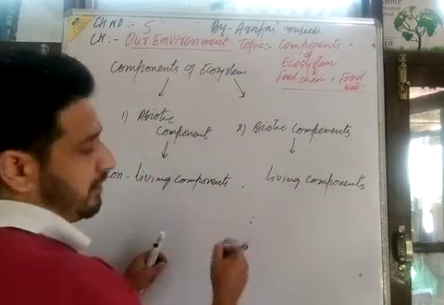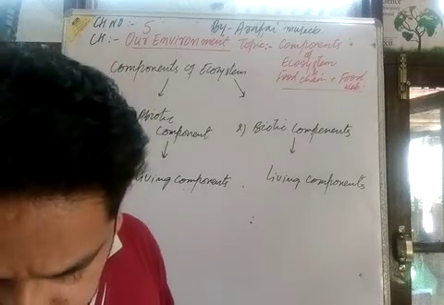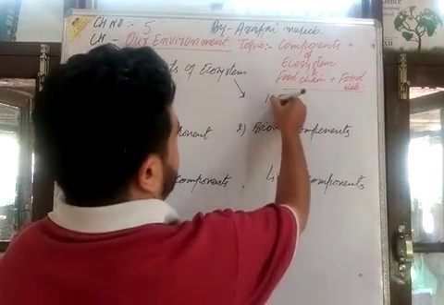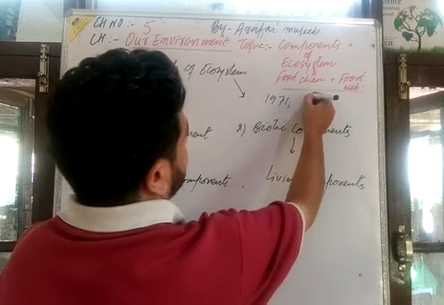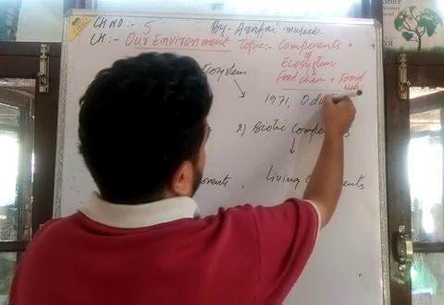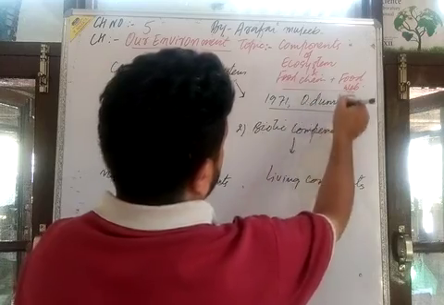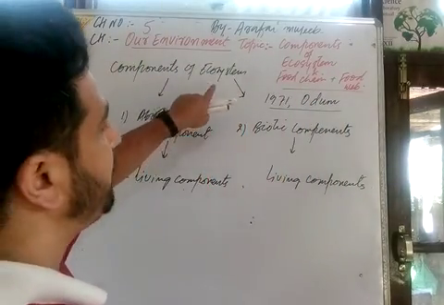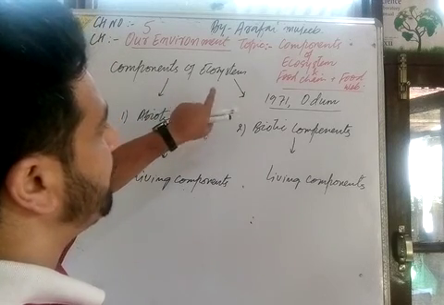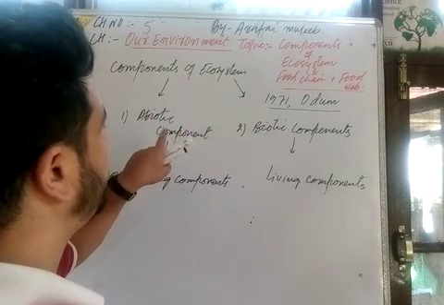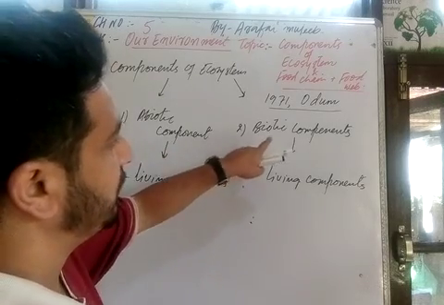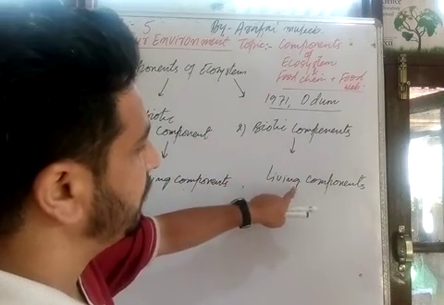In 1971, an ecologist, Odum, categorized that an ecosystem is a complex system. It comprises two components. One is abiotic components, non-living components, and the other is biotic components, which include living components.